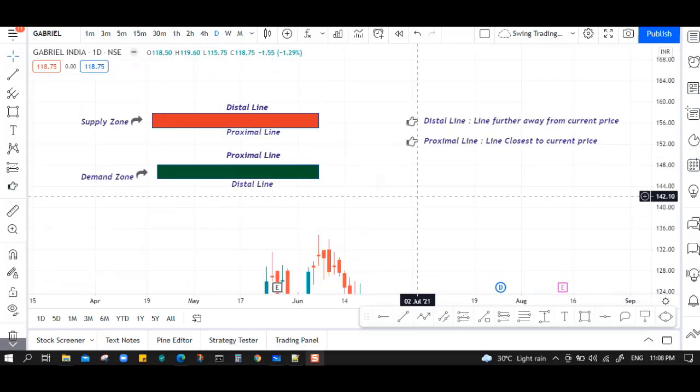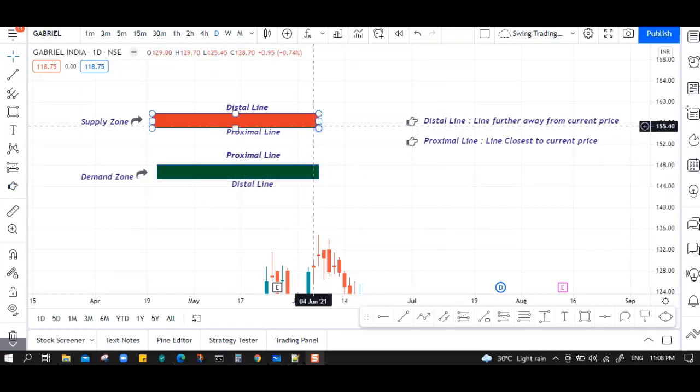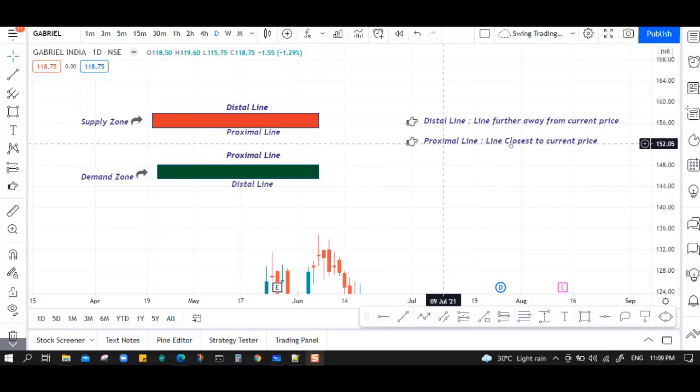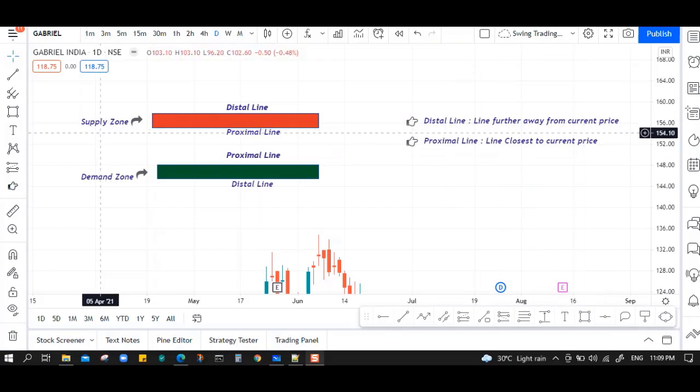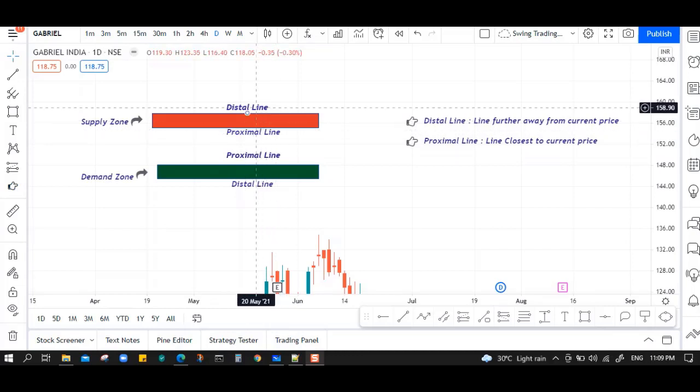The zones of supply and demand can be identified by drawing two important features. One is the proximal line and the second one is the distal line. The proximal line is nothing but the price closest to the current price, and the distal line is nothing but the price furthest away from the current price. When drawing a supply zone, we will draw a proximal line that covers the lower shadow of the candle and the distal line at the upper shadow of the candle. If the candle has no upper shadow, we draw the distal line only at the lowest close of the candle.